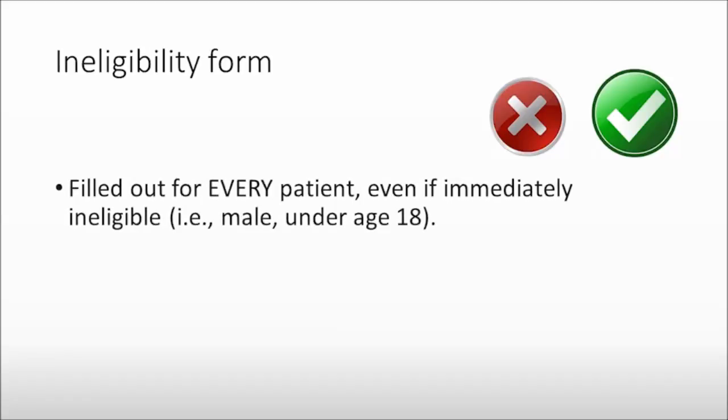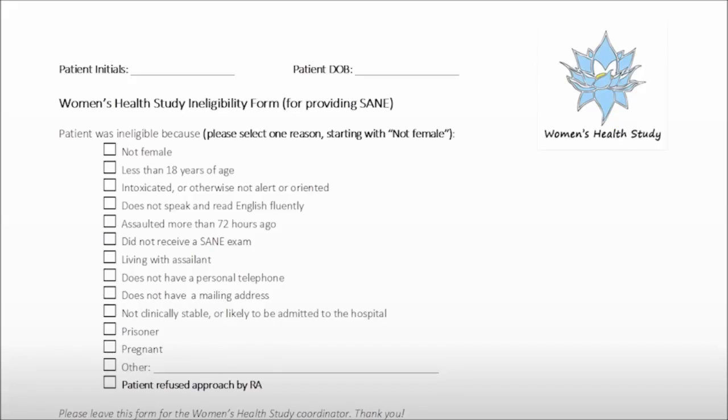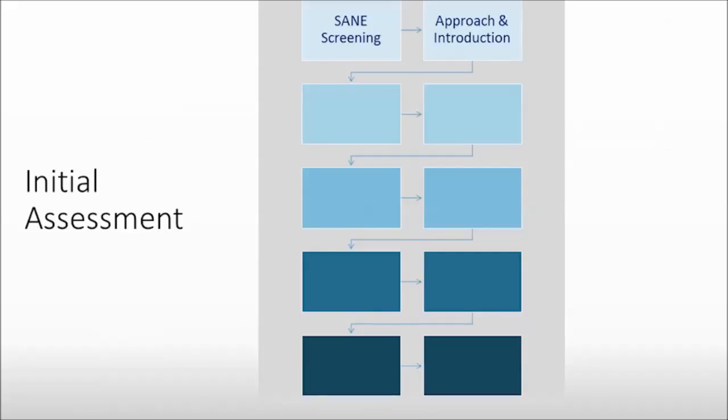If the person is ineligible and the providing SANE finds that out, there's just a simple form that they'll fill out, even if the person is immediately ineligible. So there's something really clear that makes the person ineligible, like they're under age 18 or they're male. The providing SANE will leave that form for the coordinator to be entered later and fill it out for every single person, unless, of course, the person is eligible for the study, and you'll document that later. So this is just an example of that form that they'll fill out. All right, so that's the SANE screening. You're already through one step.